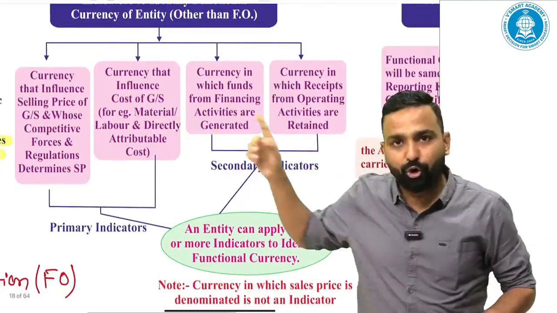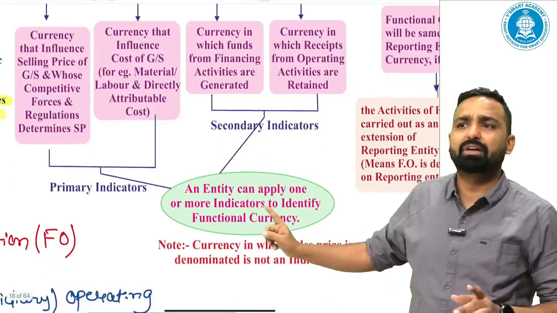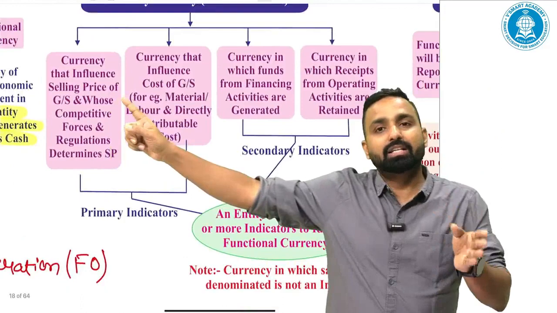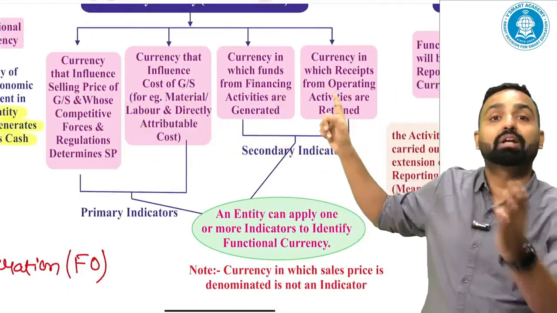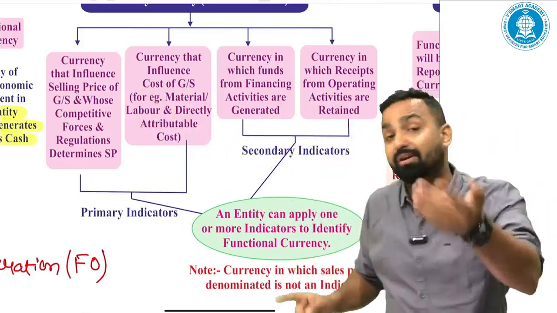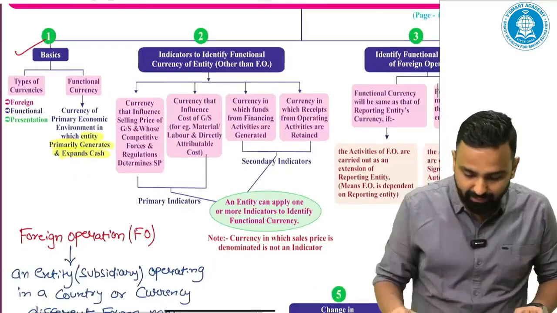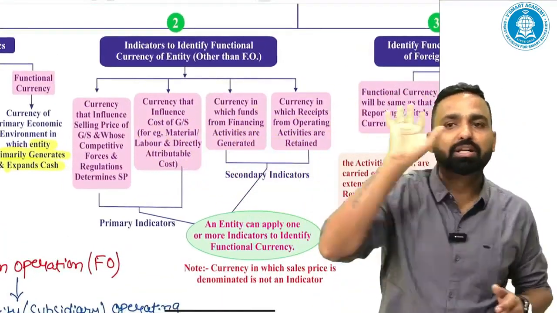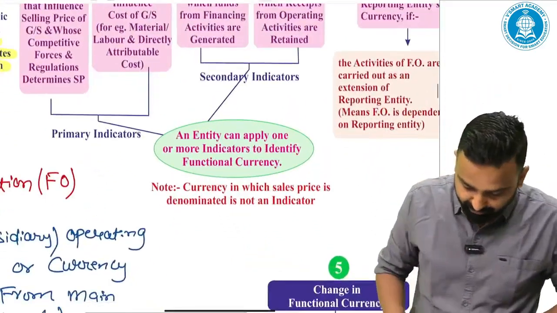Now, out of these four, you can check all these four indicators, and an entity can apply one or more indicators to identify the functional currency. Suppose the first indicator is in favor of Indian currency, the second is in favor of US currency, and the third and fourth are in favor of Indian currency. So three indicators are in favor of Indian currency, so my functional currency should be rupees. Major indicators in favor of which currency? That currency will be your functional currency. I hope you got the point. What is our functional currency?